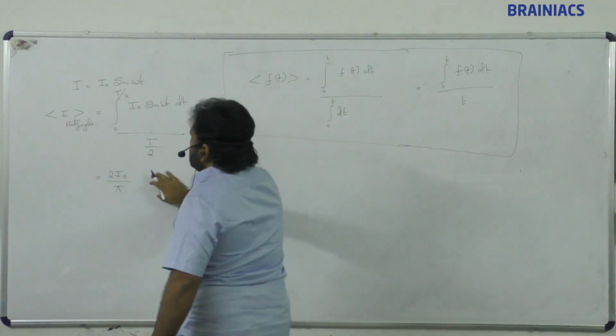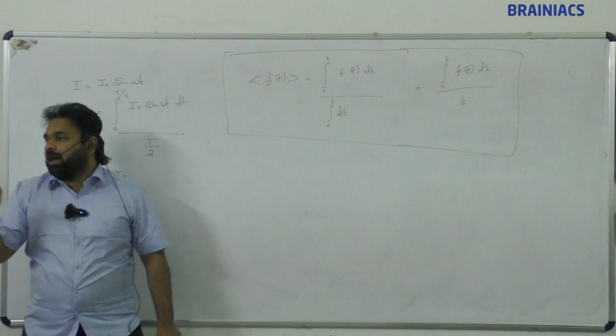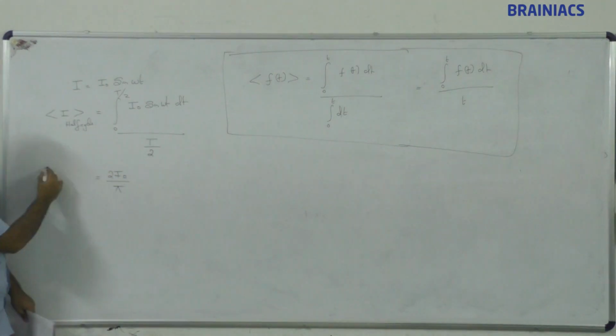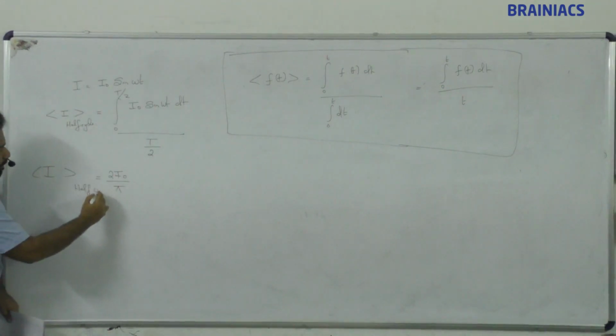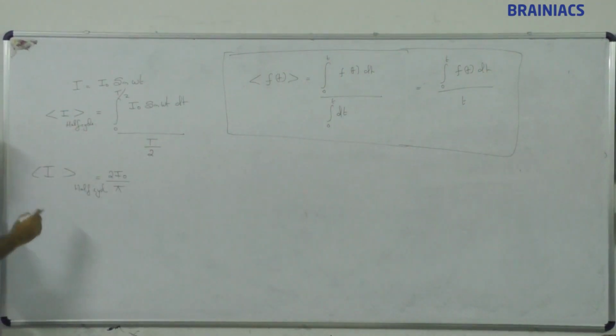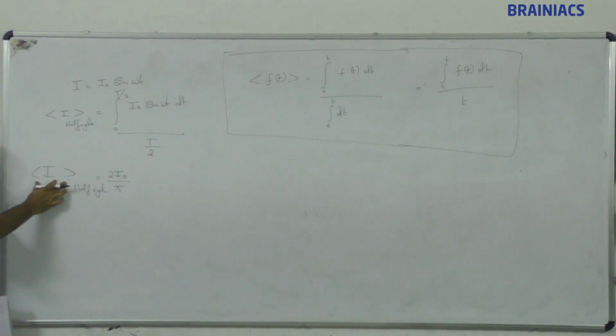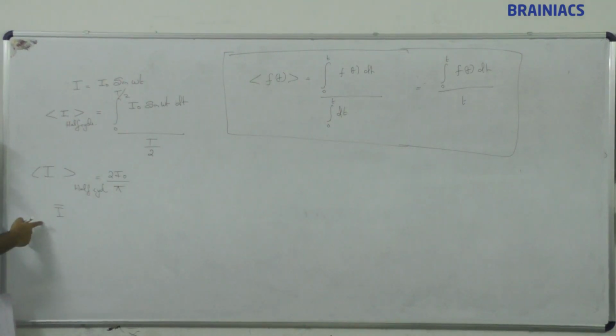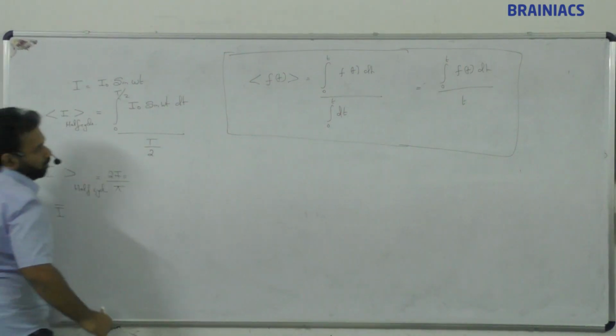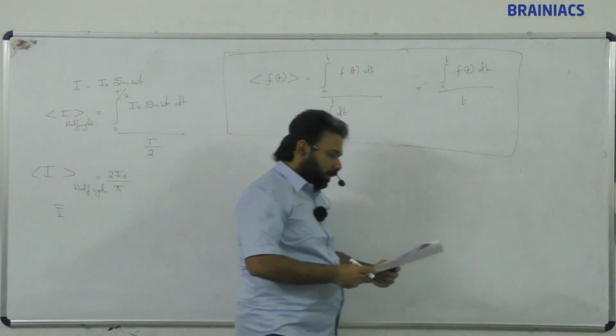Now see, children, the answer is the average value of I for half cycle. The average value of I for half cycle is going to be 2 I naught by pi. This average value is also correct. Sometimes they can give this one also. This also means mean value or average value. Clear or what? Done?